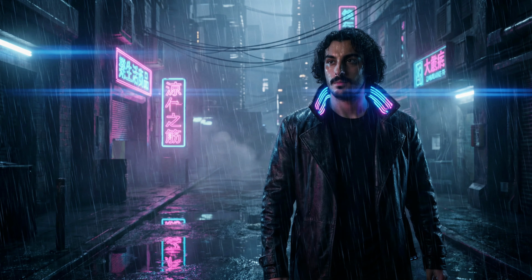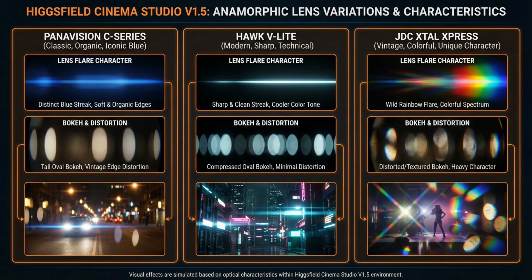If you want to go for more of a futuristic direction, a sharper tech-heavy look, you can use the Hawk V-Lite. It's cleaner and cooler and perfect for Cyberpunk. If you want to go for more wild and artistic, you can try JDC Xtal Xpress. This creates crazy rainbow flare. I would recommend you to use it more for music videos or hallucinations, not shots resembling hardcore reality.